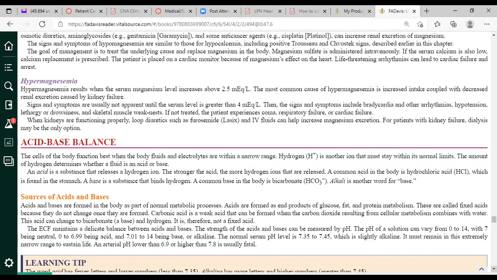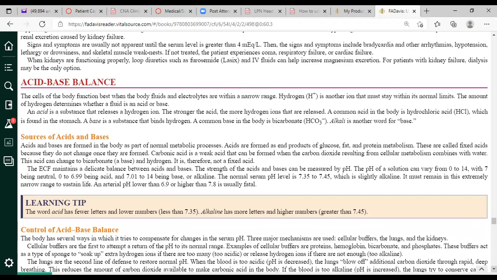And when magnesium is low, the important thing for any low electrolyte is to replace it. The whole goal is to replace electrolytes when they're low. When the electrolytes are high, the goal is to administer fluid with some type of diuretic to actually help rid the body of that electrolyte.